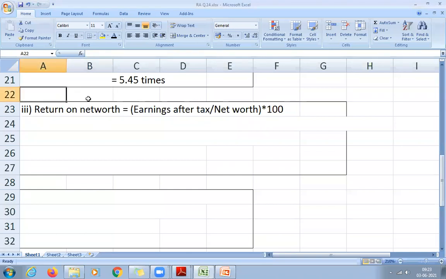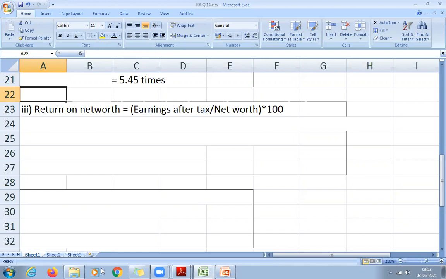Return on net worth is earnings after tax divided by net worth. How to calculate earnings after tax? Anybody? PBIT minus interest minus tax.